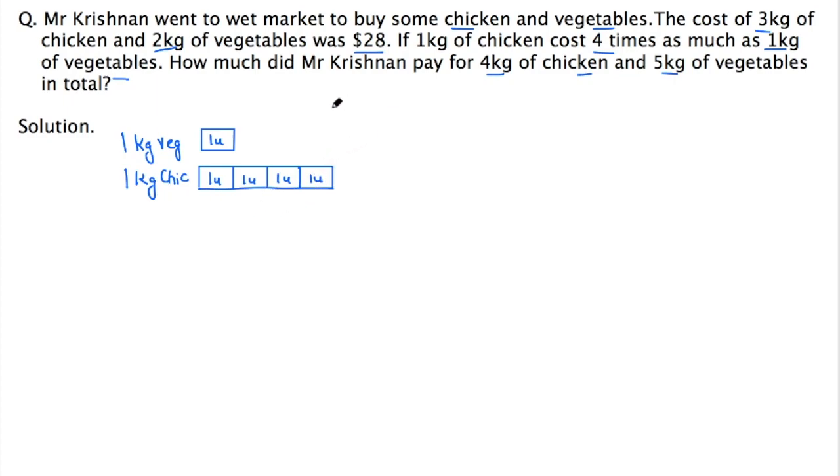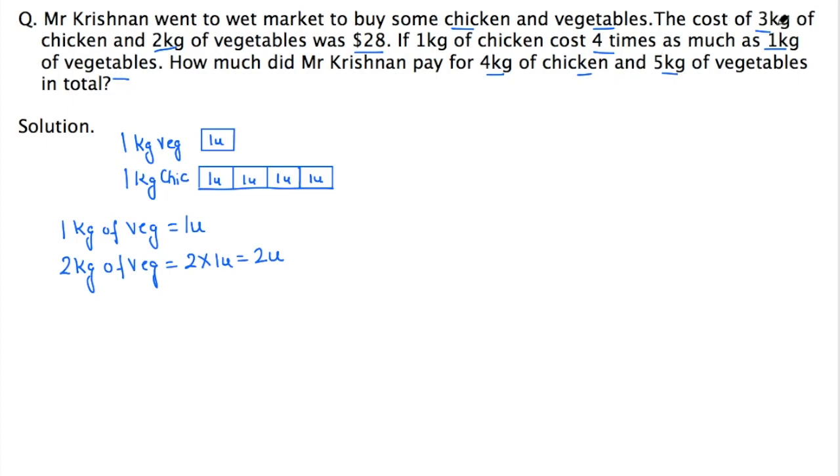Now, what's the total cost of 3 kg of chicken and 2 kg of vegetables? It is $28. That means we have to find out the cost of 2 kg of vegetables and 3 kg of chicken in terms of units first. 1 kg of vegetable is one unit, right? So what will be the cost of 2 kg of vegetables? That cost should be 2 times 1 unit, which gives us 2 units.